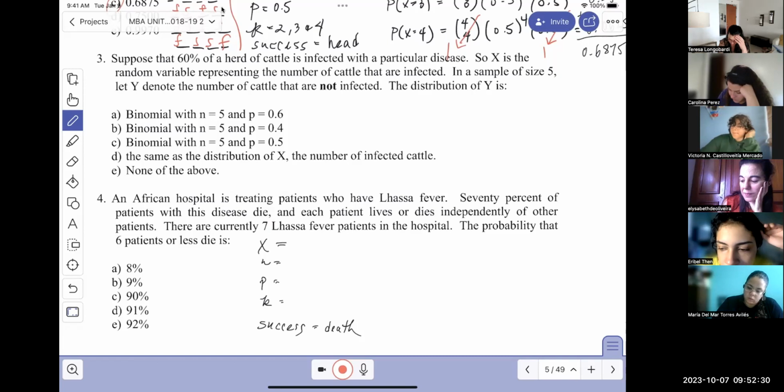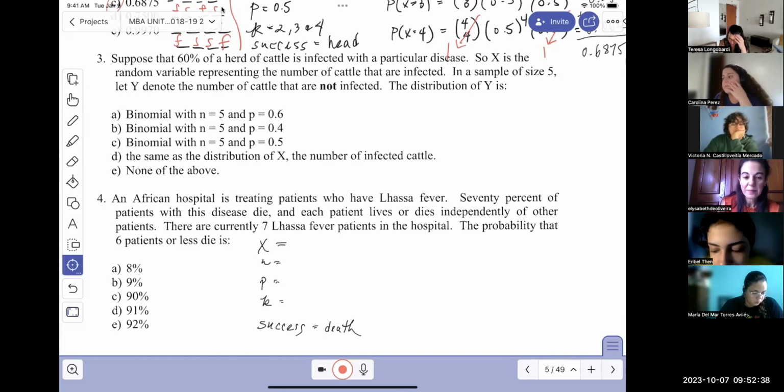And so now that you know that, what are the other things? Where can we start? So now, see, you can even get the death out of this because the percentage they give you, 70% of patients with the disease die. So everybody has the disease. So really success is death if you have the disease. But since everyone has the disease, I don't have to specify. So death. So 70% would be the probability of death. And N is how many times we're going to look. How many times will we observe looking for death?